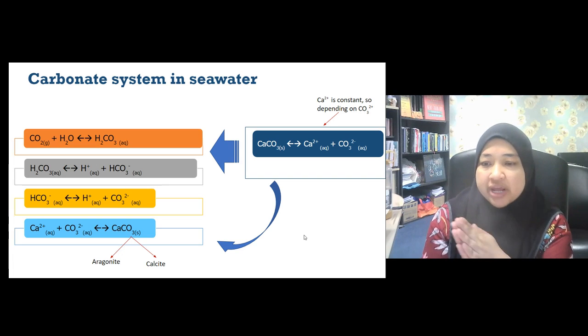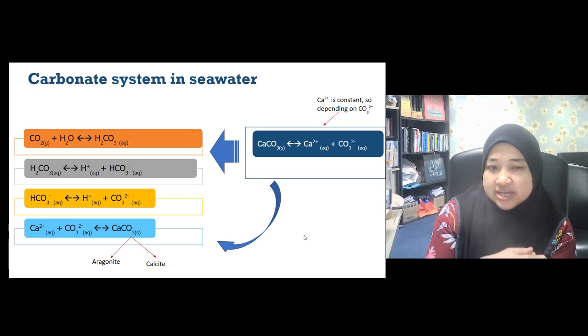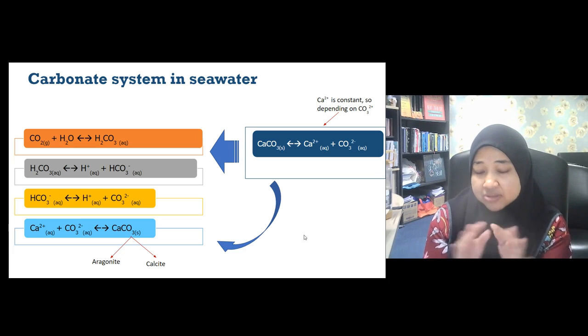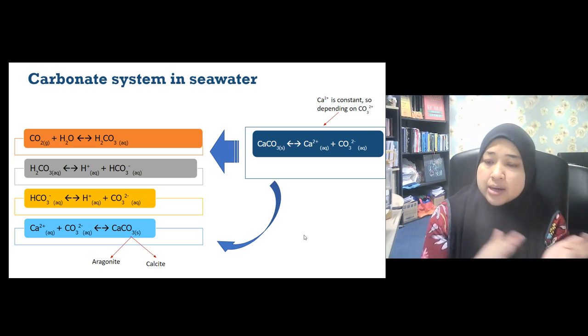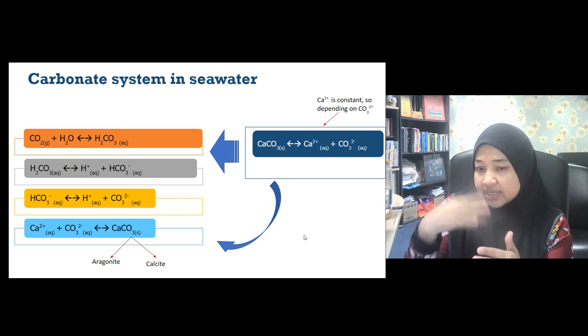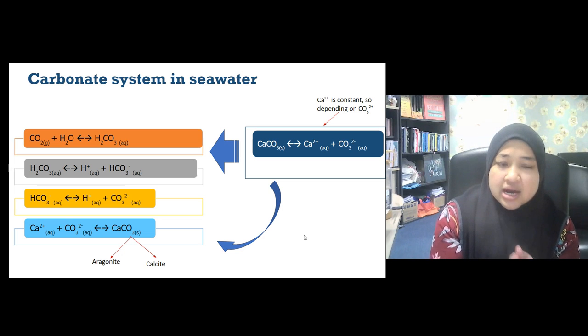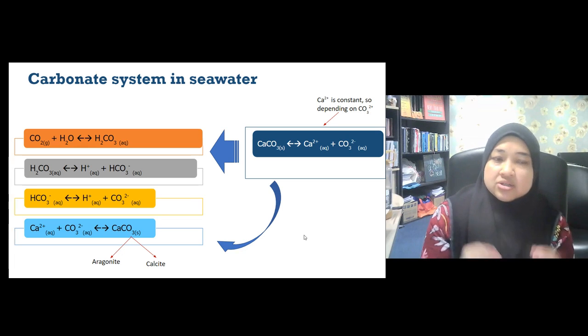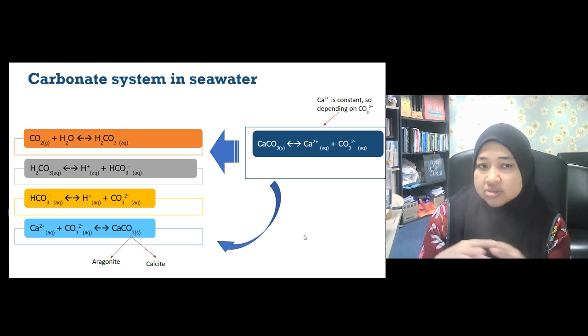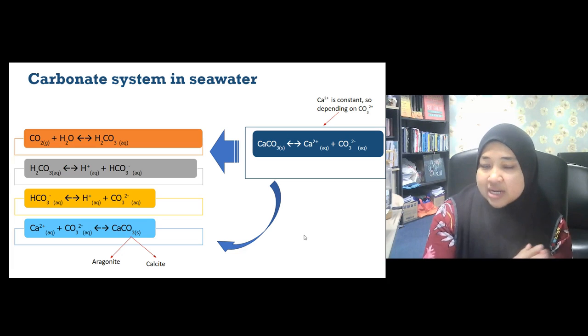Okay, so the reaction of calcium carbonate, remember, is not stable, so the reaction can go both ways. Even though calcium carbonate is in solid form, it can turn back into calcium ion and carbonate ion. So calcium ion is constant, which means it really depends on the carbonate ion.